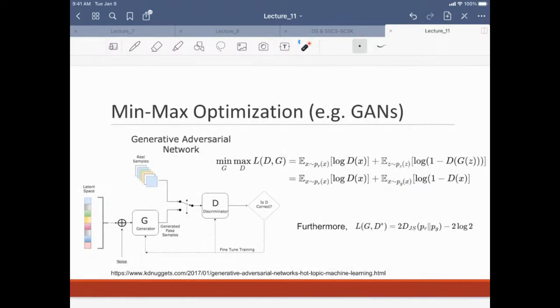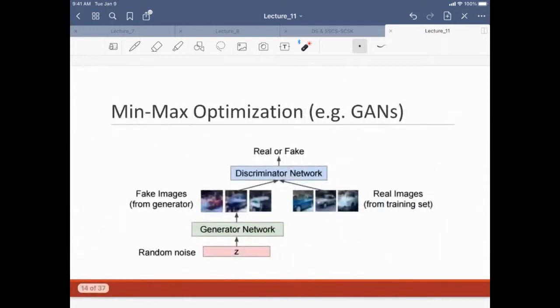Okay, so now we'll switch gears a little bit and talk about min-max optimization, and particularly we'll talk about GANs. Before this, I'll talk about the motivation of GANs. GANs are basically called generative adversarial networks, right?